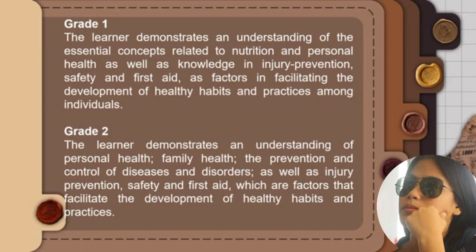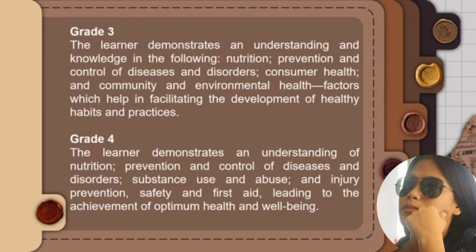In grade 2, the learner demonstrates an understanding of personal health, family health, the prevention and the control of diseases and disorders, as well as injury prevention, safety, and first aid, which are factors that facilitate the development of healthy habits and practices. In grade 3, the learner demonstrates an understanding and knowledge in the following: nutrition, prevention and control of diseases and disorders, consumer health, and community and environmental health factors which help in facilitating the development of healthy habits and practices.